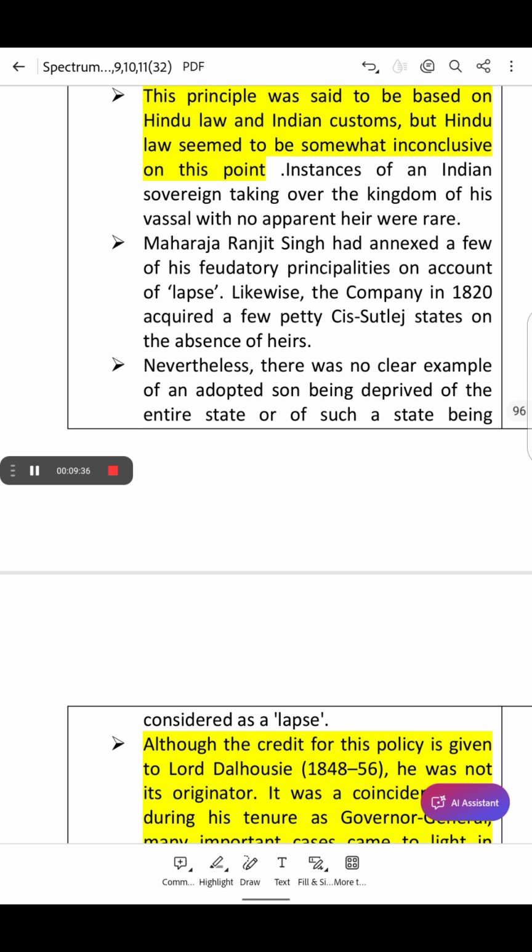The impact of the Doctrine of Lapse on Indian rulers was that many of them lost their kingdoms. It created anger and resentment among the Indian rulers and their people. It was one of the causes of the revolt of 1857. So these are the things to remember.